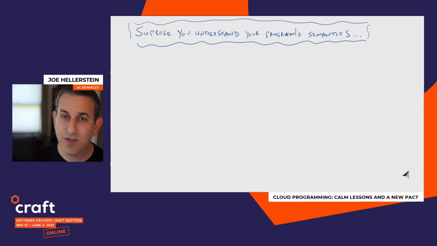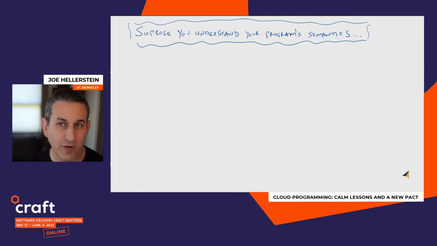So suppose that you understand your program semantics. And this is now like a theory question, so we're going to move to the whiteboard here. Suppose that you really did understand. Suppose you had a programming language where it was easy to really figure out whether you needed coordination. Would that solve our problem?